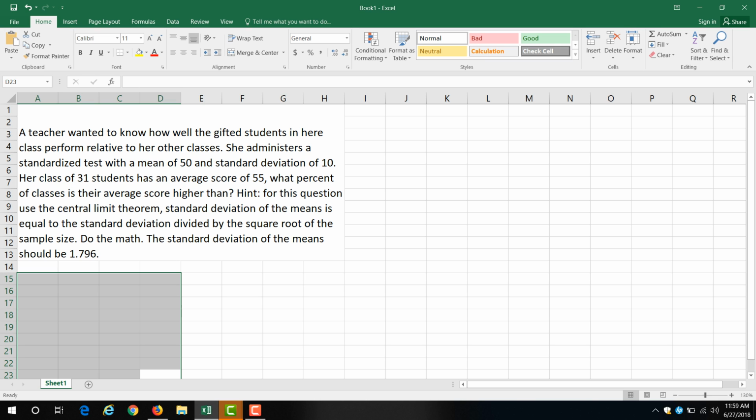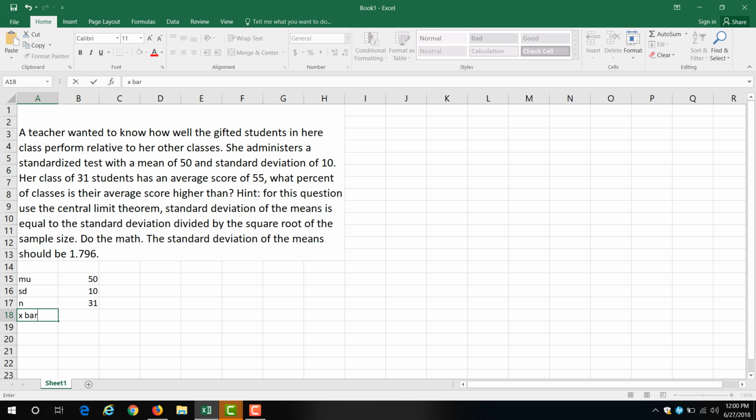So the first thing we know is that the average for the population is 50. And we know the standard deviation is 10. We know that her class size is 31. And we know that they scored 55. I'm going to call that X bar. That's the average.